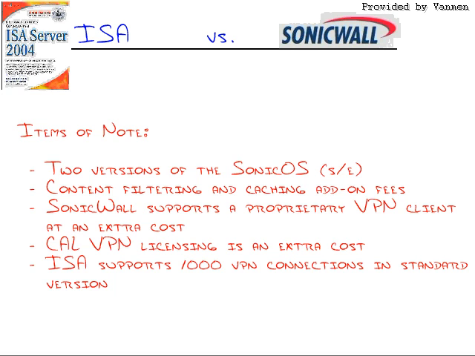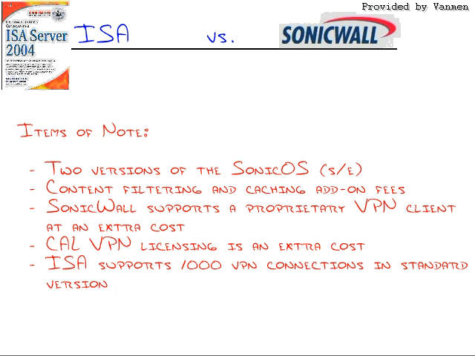Content filtering and caching are add-on fees, whereas a lot of the content filtering ability comes with IsoServer. Caching is included at no extra cost. SonicWall supports a proprietary VPN client that you have to buy. You also have to license each one of your VPN connections, with a client access license. Whereas IsoServer supports 1,000 VPN connections with the standard edition. It goes up to virtually unlimited with Enterprise. And usually if you get 1,000 VPN connections, you've maxed out that server or that connection anyway, at which point you go to the Enterprise platform.